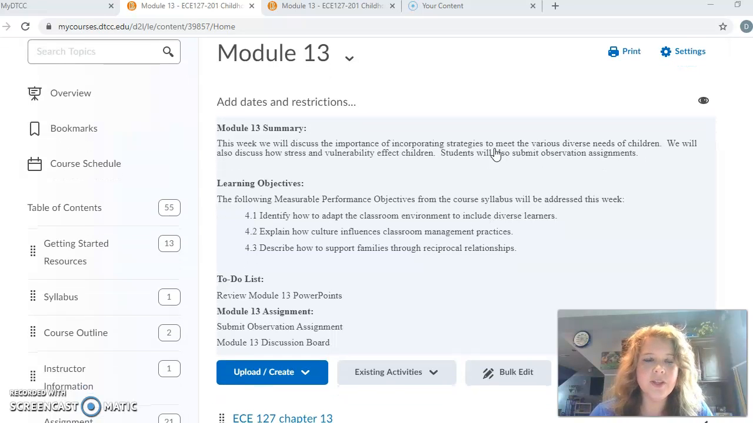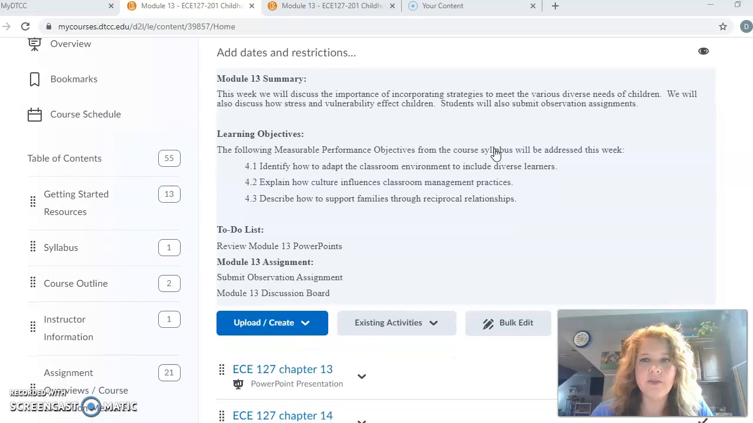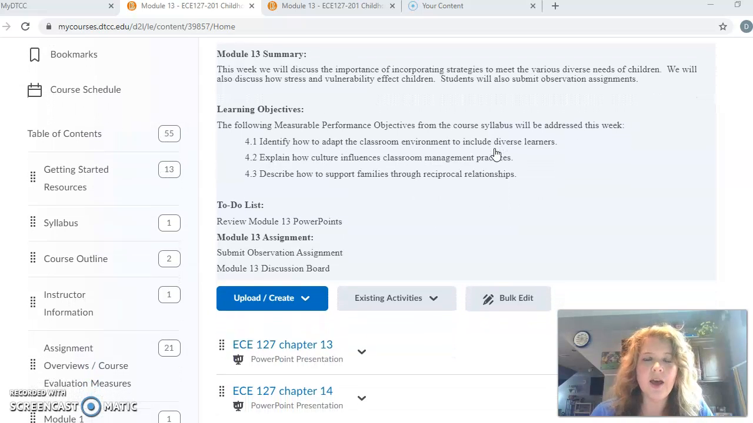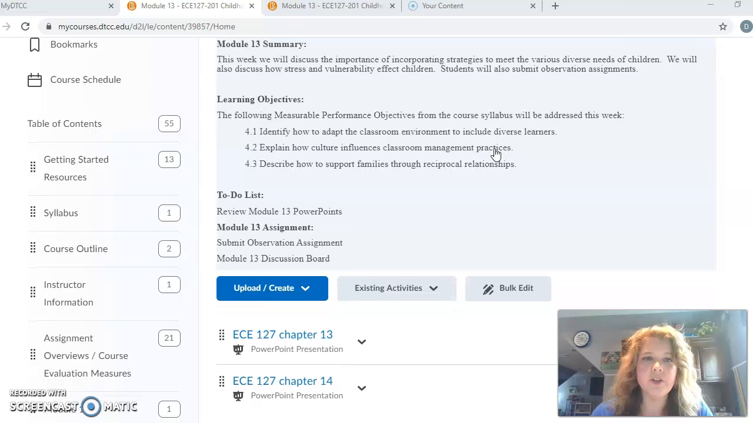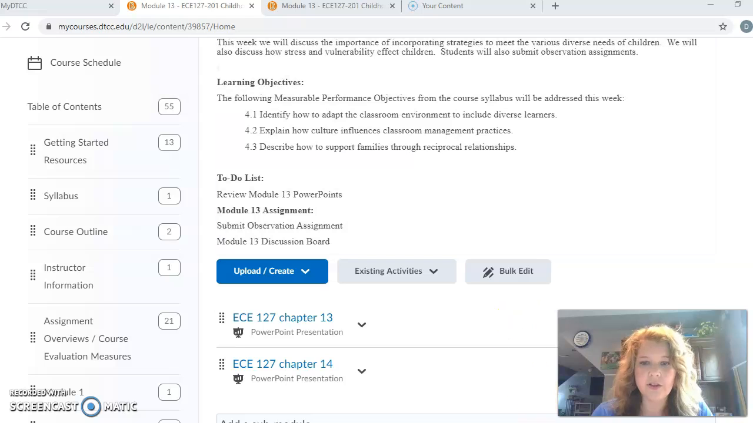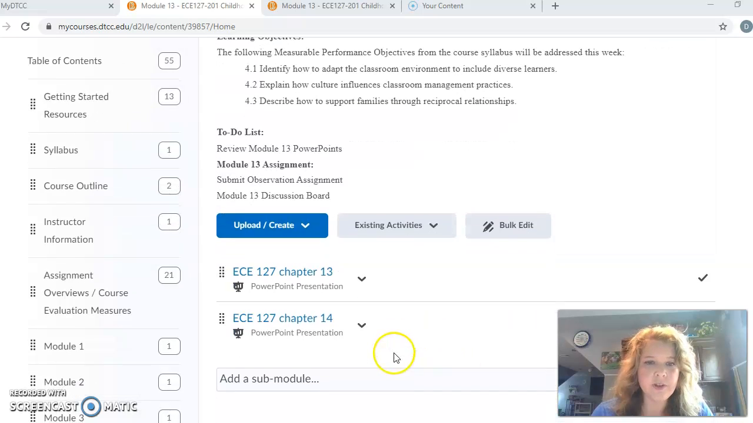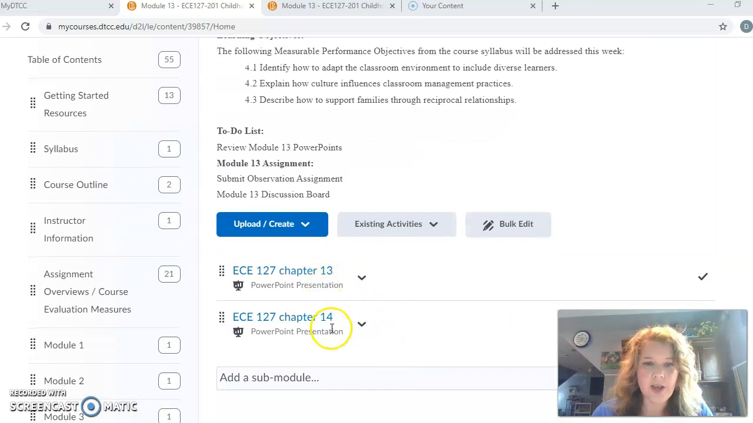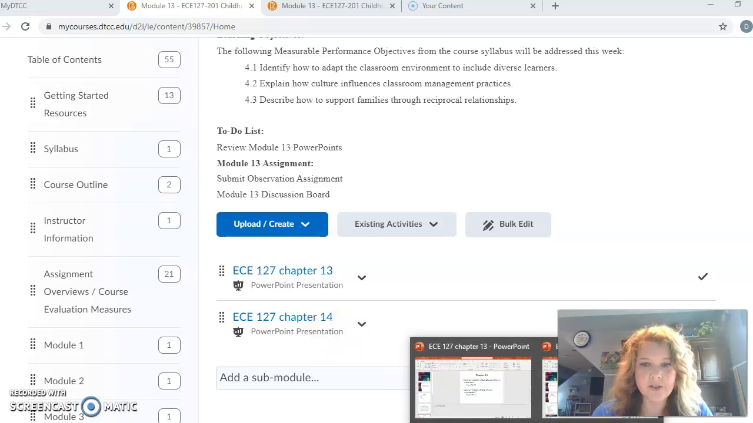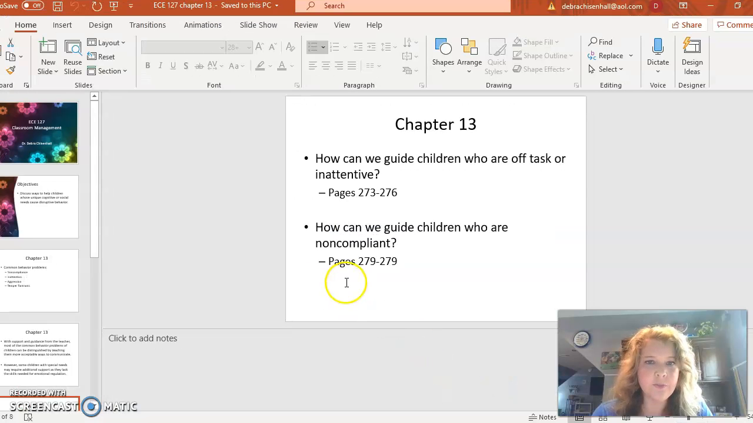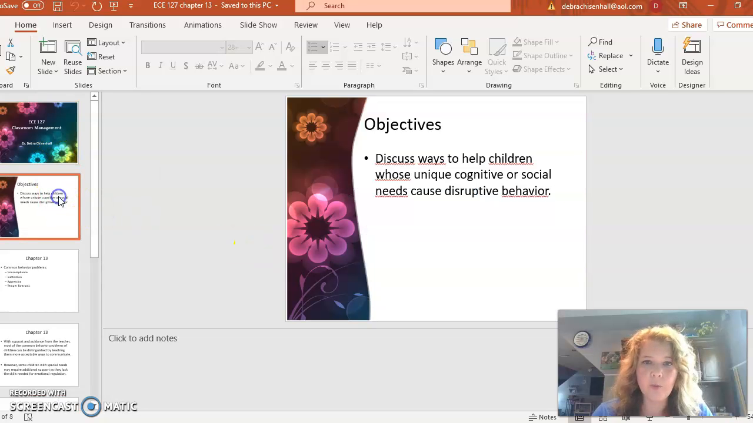So this week we're looking at Module 13, which is chapters 13 and 14. So we're going to look at how we can meet the various needs of children as well as help children who may have experienced different stressful factors in their lives or stressful situations. So I've included here the PowerPoints for chapter 13 and chapter 14. So it's two different files to download. So here's the chapter 13 PowerPoint.